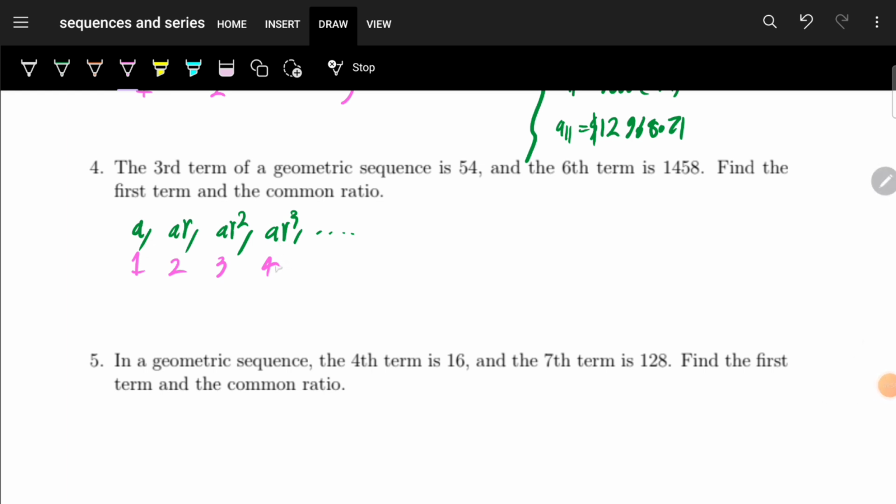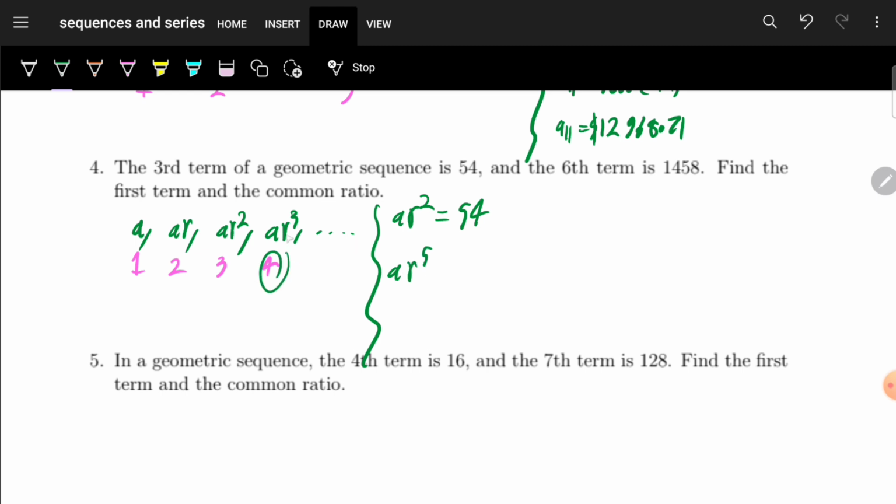The pattern here is that our fourth term has r cubed, our third term has r squared, our second term has r to the power of 1, right? So we can write down the following. The third term should be ar squared, and we already wrote that down. That's equal to 54. And the sixth term should be ar to the power of 5, right? Just by looking at the pattern.